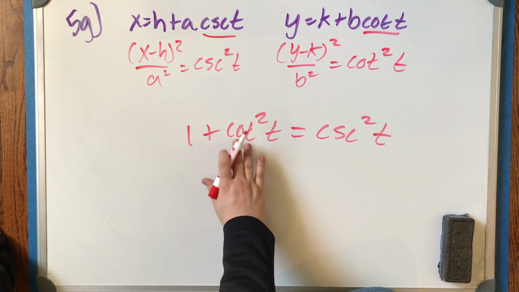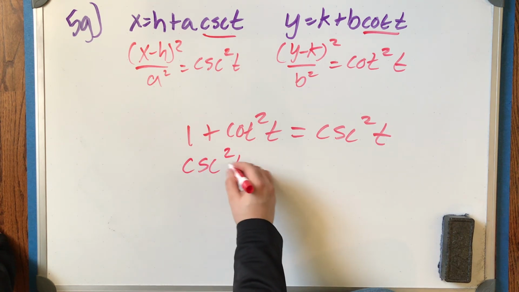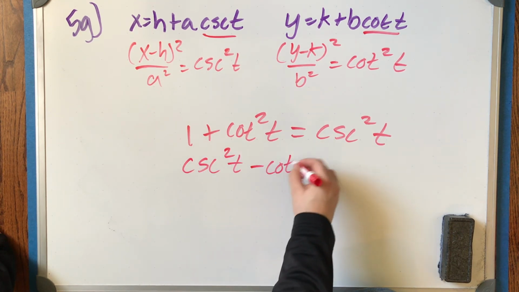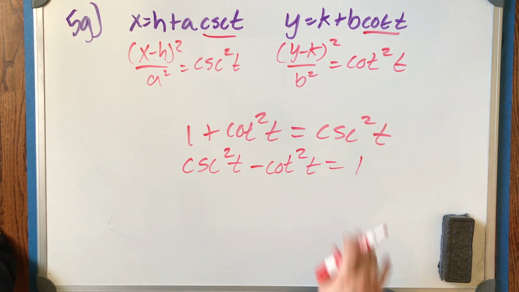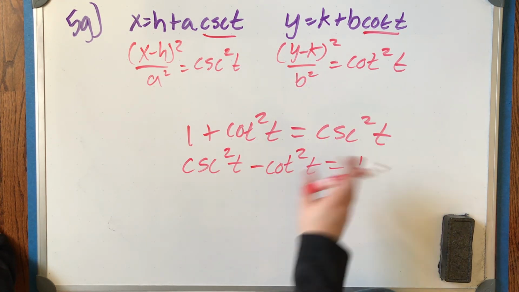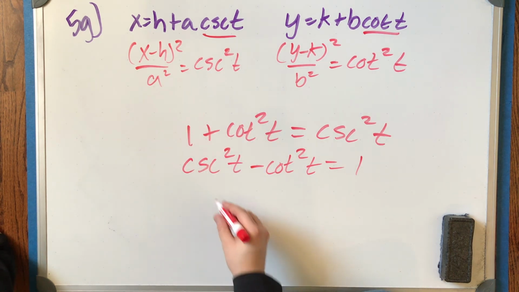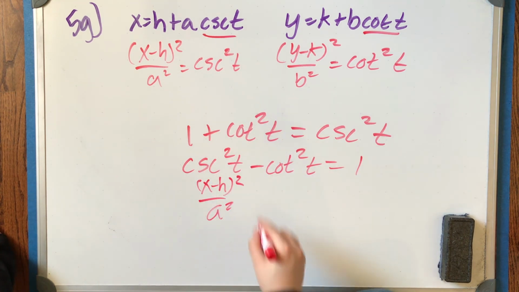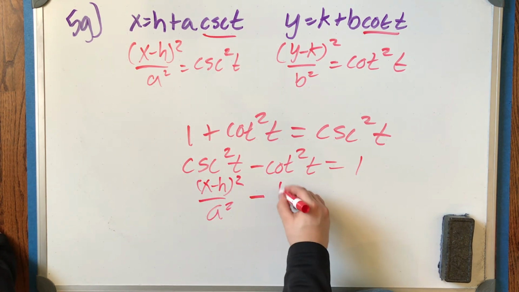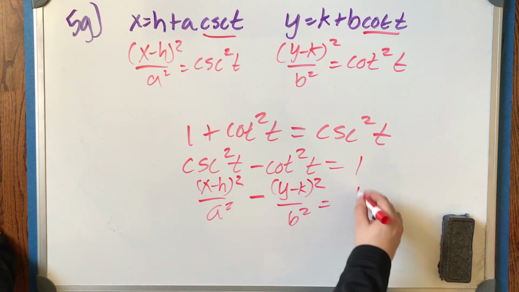Now I can just directly substitute some things in here. One thing that we might do is actually subtract this to the other side. So we'll have cosecant squared minus cotan squared equals 1. And that way when we substitute in, we already have the equals 1 on the other side, which is what we are going to probably want in a little bit. So I'm going to end up with x minus h squared over a squared, because that's what cosecant is, minus y minus k squared over b squared equals 1.